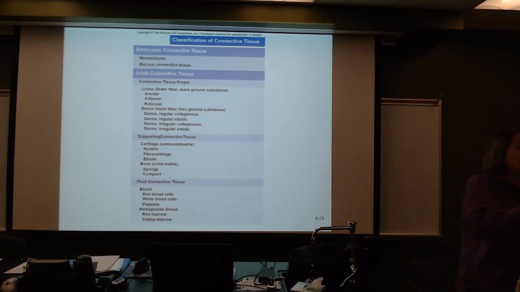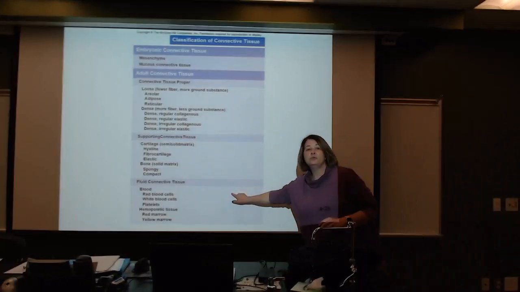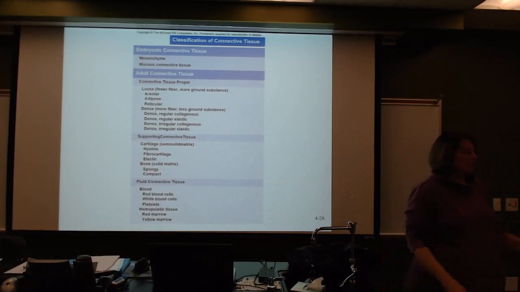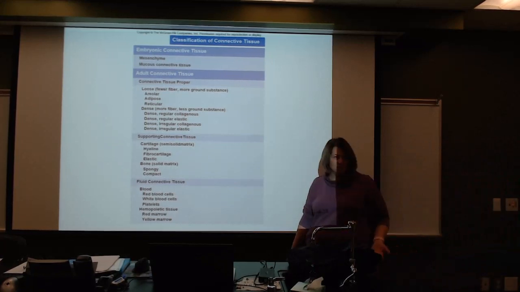Bone, solid matrix. But trust me on this, amazing. We have spongy bone, which would be the interior, where we're going to have our bone marrow. Compact is this hardened bone to the outer portion. We have fluid connective tissue. Blood. Yes. Did you know that blood is a tissue?